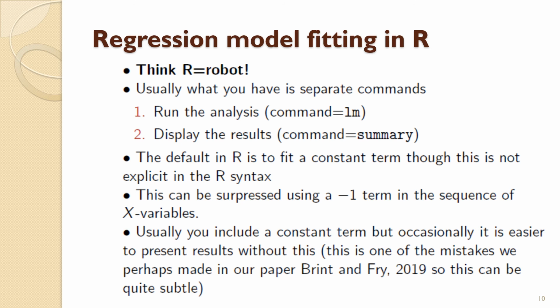So the default in R is to fit a constant term, though this is not explicit in the R syntax. This can be suppressed using a -1 term in the sequence of x variables. I will show you that later in the lecture. Usually you almost always include a constant term, but occasionally it is easier to present results without this. One of the things I was trying to say here is that you may be doing hard computing and hard maths, but communication is always the name of the game. This can be quite subtle, and I would argue this is one of the mistakes we arguably made in our published paper in terms of how to present the results.